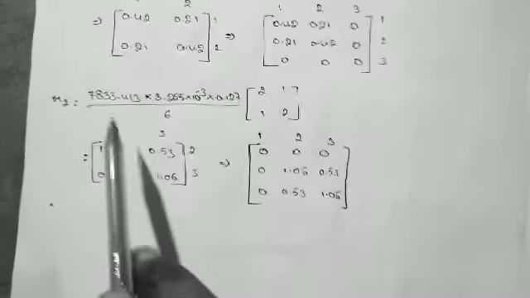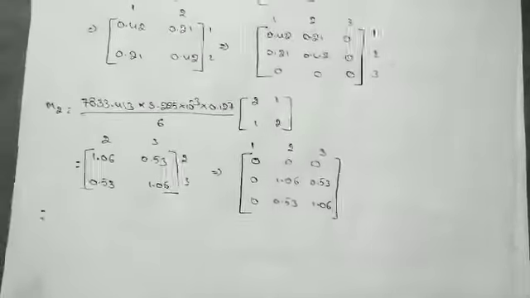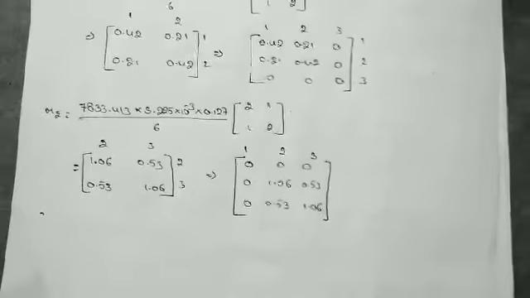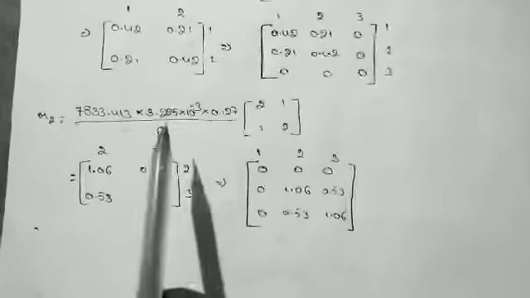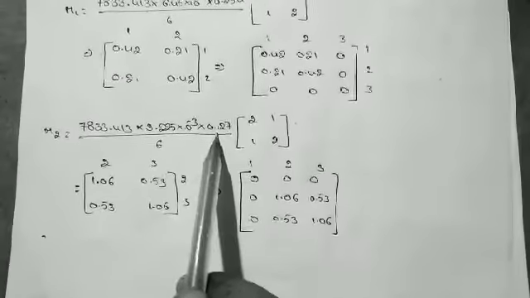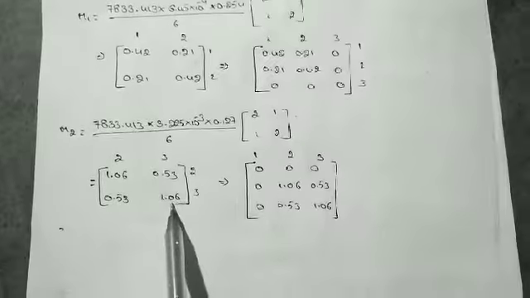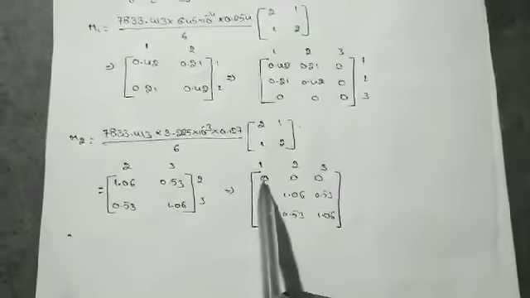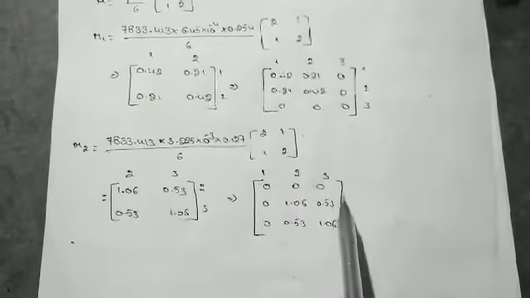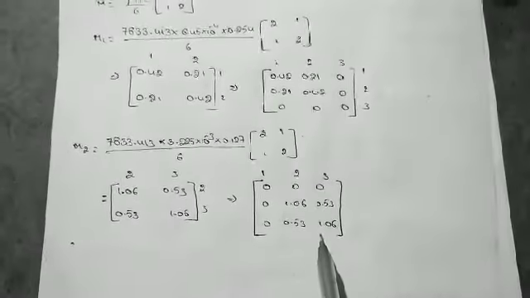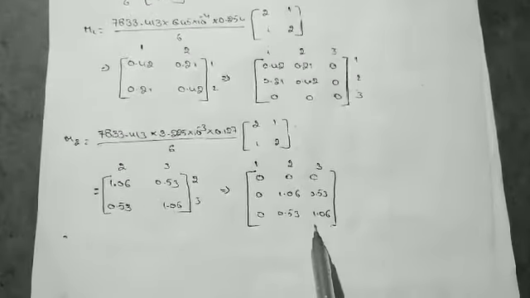Similarly for the M2 matrix, substitute the second element values of density, specific weight, area and length. You will get the matrix like this. To convert this matrix, the homogeneous matrix will become this format. This is the homogeneous mass matrix for the second element.